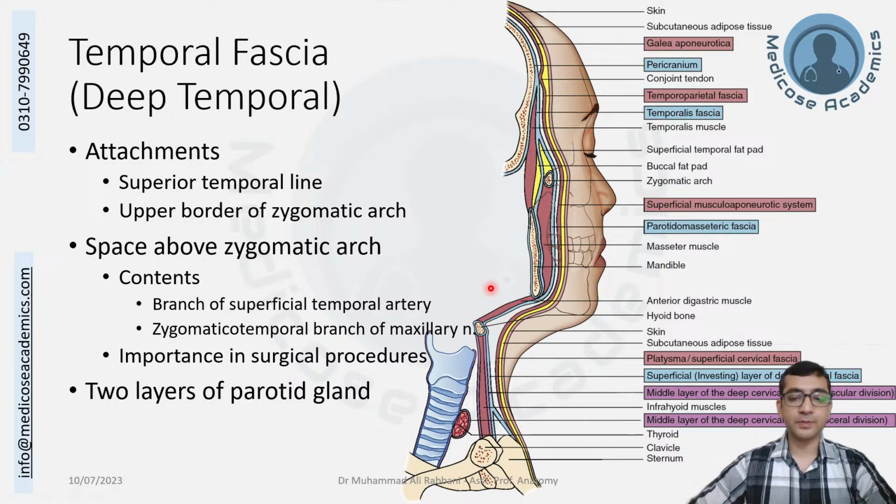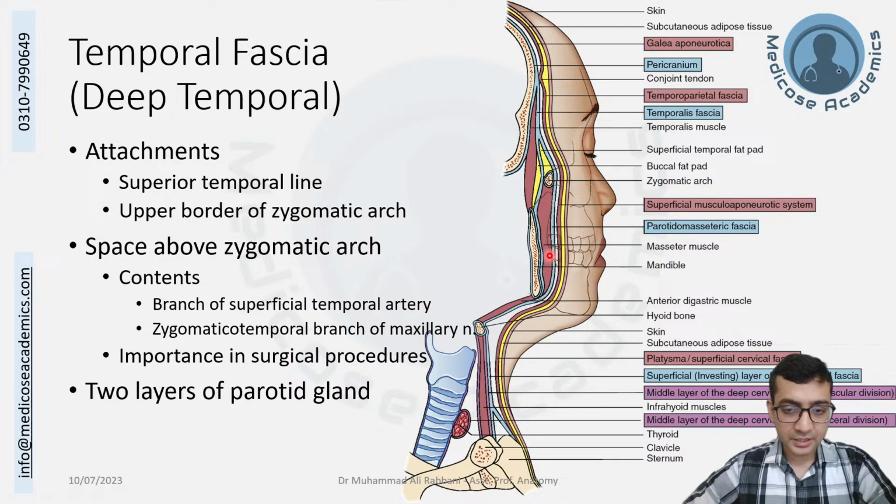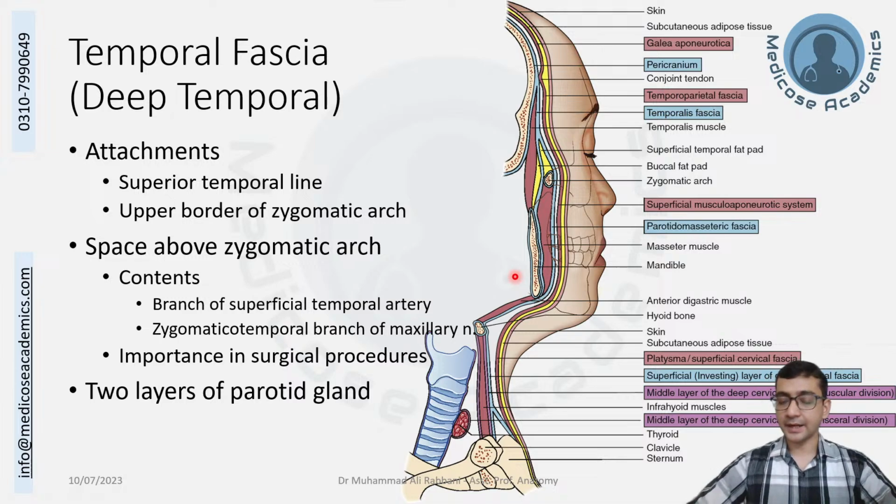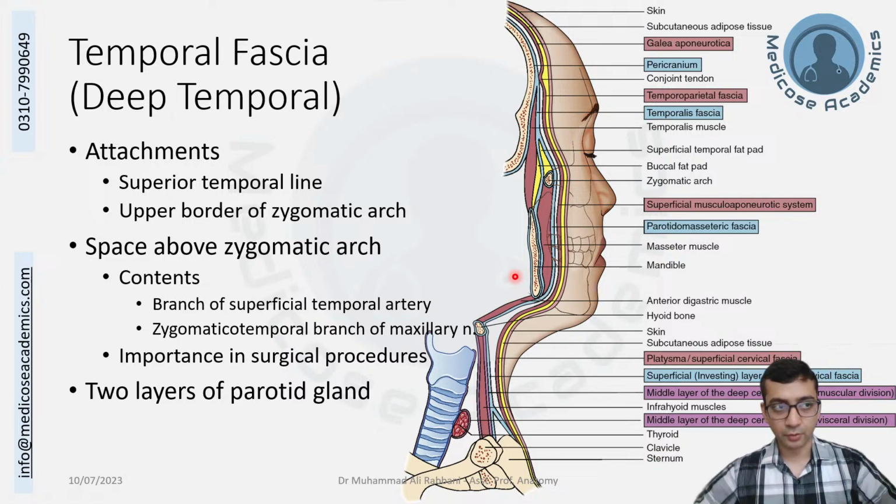This is basically the whole extension of the investing layer of deep cervical fascia. If you remember from the second lecture of the neck, we talked about the investing layer of deep cervical fascia that was attached to the inferior margin of the mandible, and it enclosed between its two layers two glands, the parotid gland and the submandibular gland, along with the two muscles that were on the back.